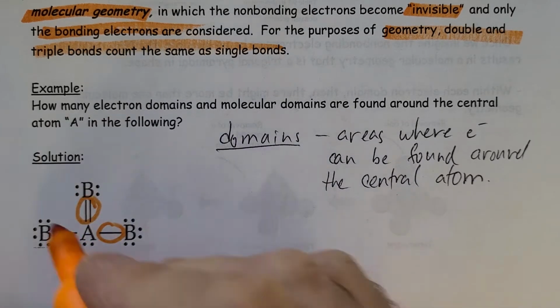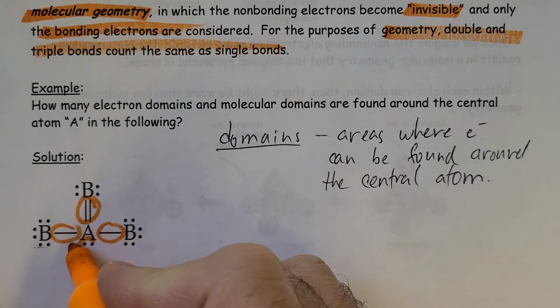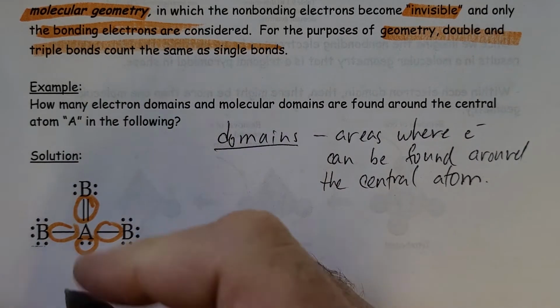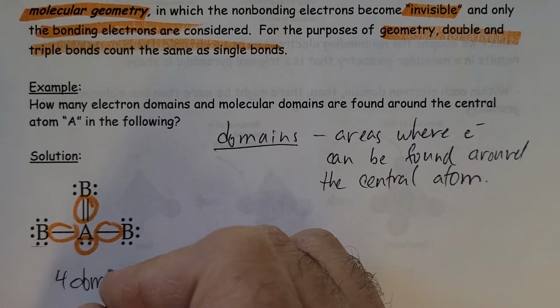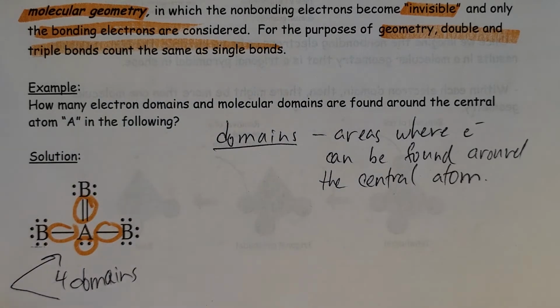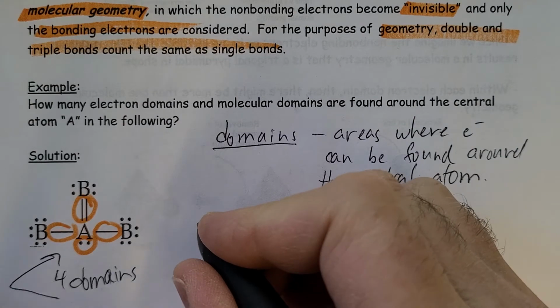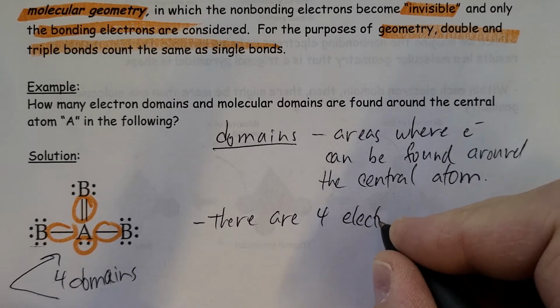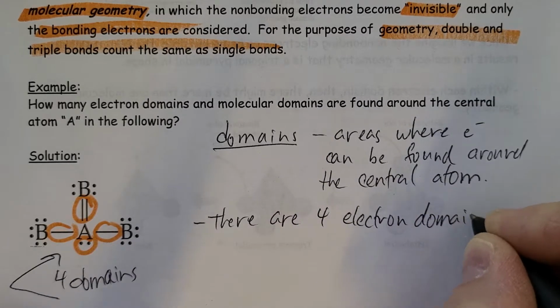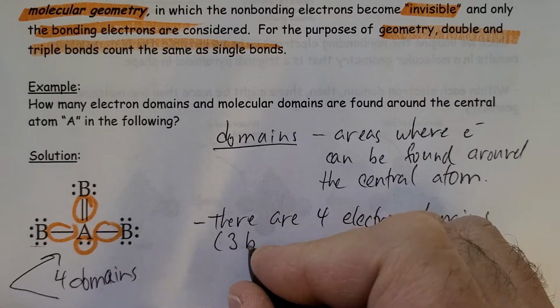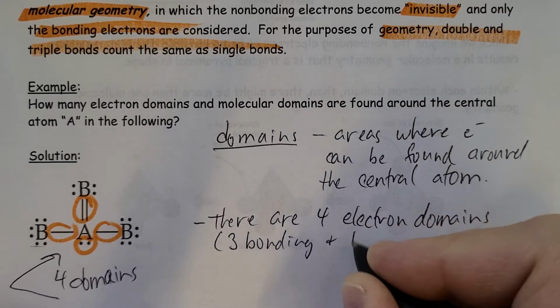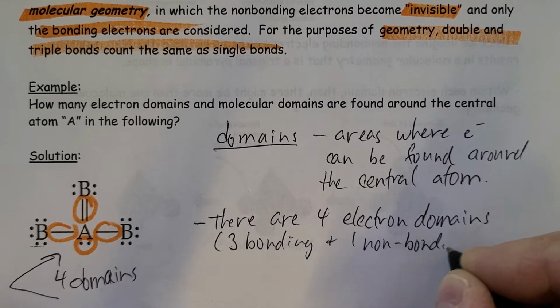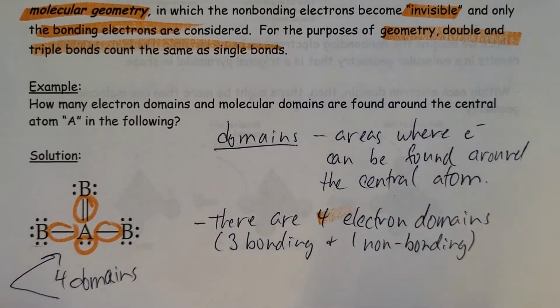Above the A, there's a domain. Over here, there's a domain. And here's the domain. So there are actually 4 domains around A where I can find electrons. So you have to be able to identify that. So if I look at electron domains where bonding and non-bonding are considered, there are 4 electron domains. And by that we mean there's 3 bonding and 1 non-bonding domain. So there's 4 electron domains.